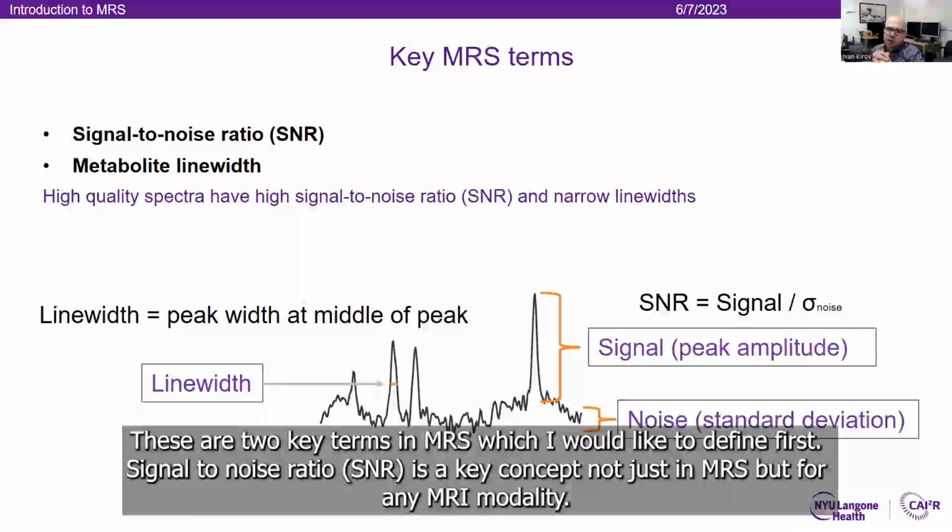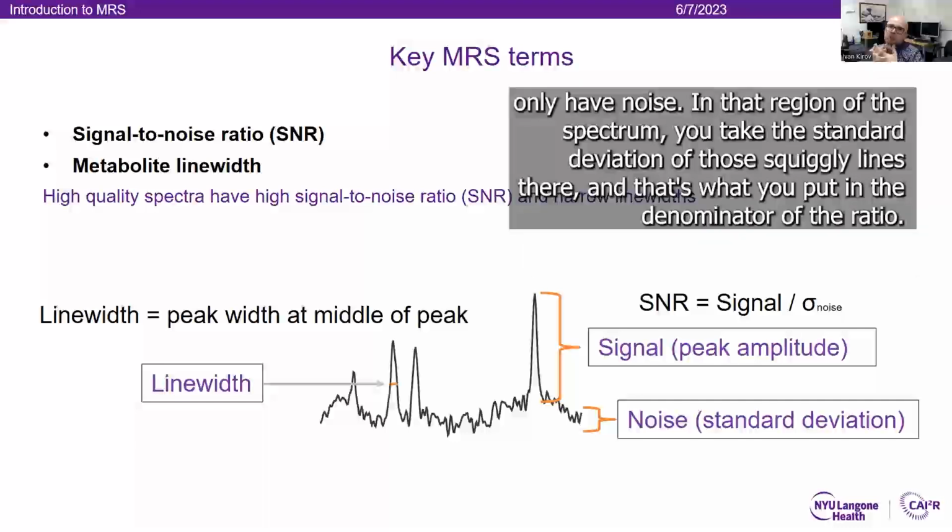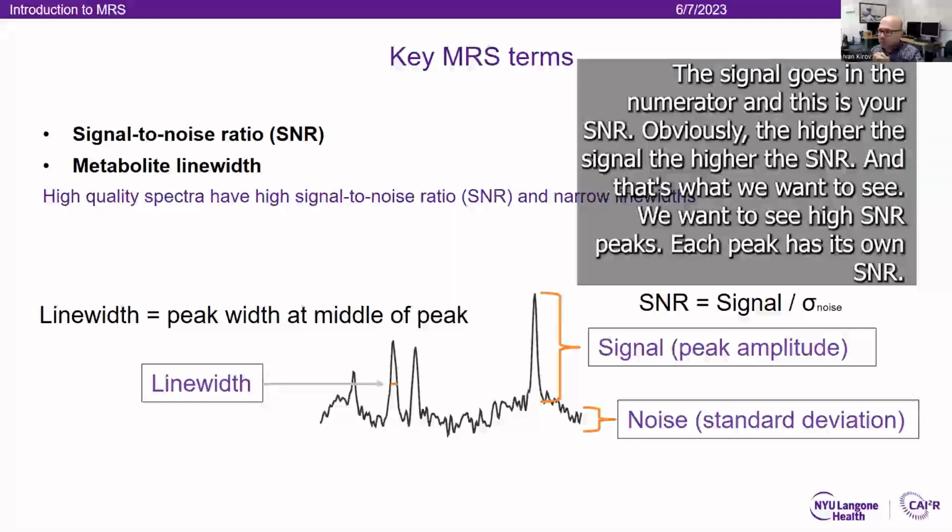Signal to noise ratio, or SNR, is a key concept not just in MRS, but for any MRI modality. Here is the definition for MRS. If you take a look at the spectrum at the bottom, the signal is defined as the peak amplitude or the peak height. And the noise is measured at a region where you don't have any metabolites, where you only have noise. In that region of the spectrum, you take the standard deviation of those squiggly lines there, and that's what you put in the denominator of the ratio. The signal goes in the numerator, and this is your SNR.